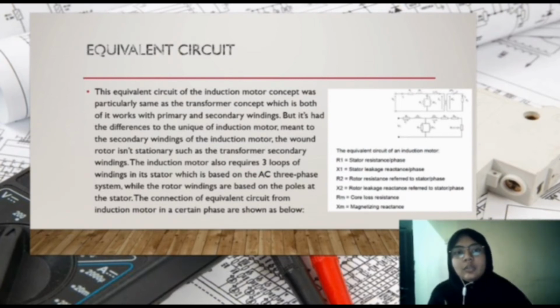The induction motor also has three loops of winding in the stator, which is based on the AC three-phase system, while the rotor winding is based on the poles. The connection of the equivalent circuit of the induction motor per phase is shown below. This is the equivalent circuit, and this is how the equivalent circuit is used.